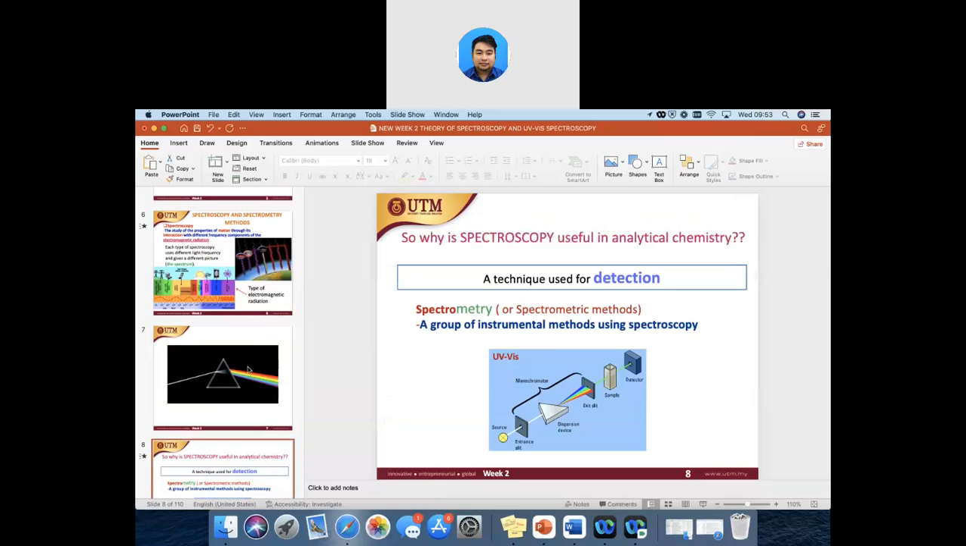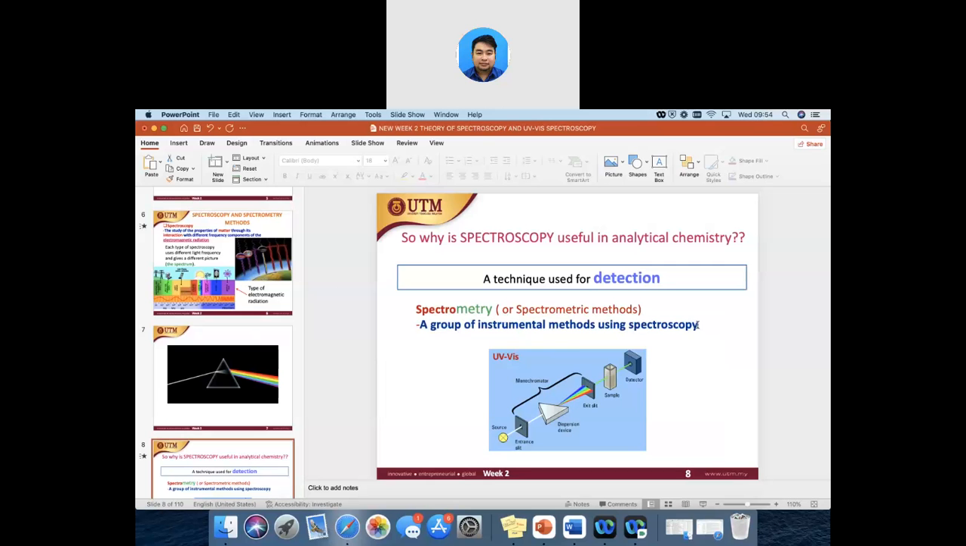Okay, all right. So why is spectroscopy useful in analytical chemistry? So spectroscopy is useful because it is used for detection. Because as I mentioned before, your analyte, when it interacts with electromagnetic radiation, doesn't matter what kind of radiation, it will give some sort of output. Okay, so this output we can measure it, we can detect it through our detector. Okay, so spectrometry pula apa?